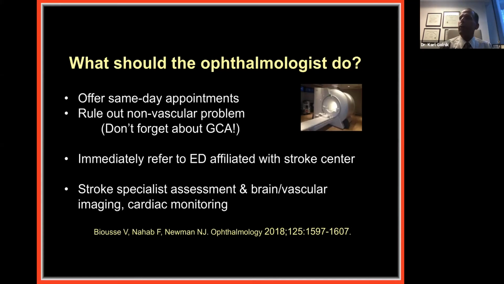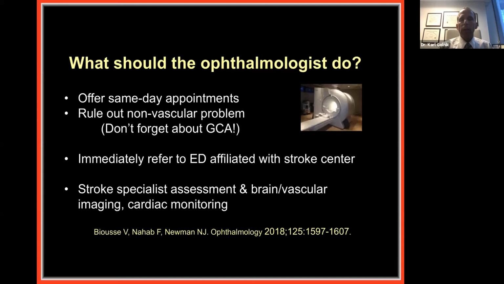I know that many of you live in areas where you don't see much of that. I would caution that not seeing much of that may be because you're not thinking about it. And certainly there are differences in different populations, but don't forget about giant cell arteritis. And if you really believe that this is acute retinal ischemia, then refer to the ED, the emergency department, if you can, affiliated with a stroke center, and talk to them and tell them, we think that this is acute retinal ischemia.